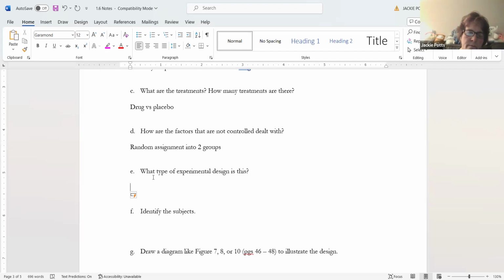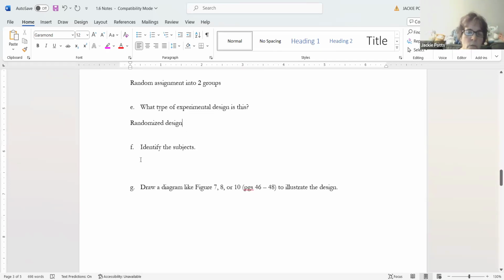And what type of design? Well, since there's randomization going on by the assigning of which group, it's a randomized design. Who are the subjects? Those with colds.